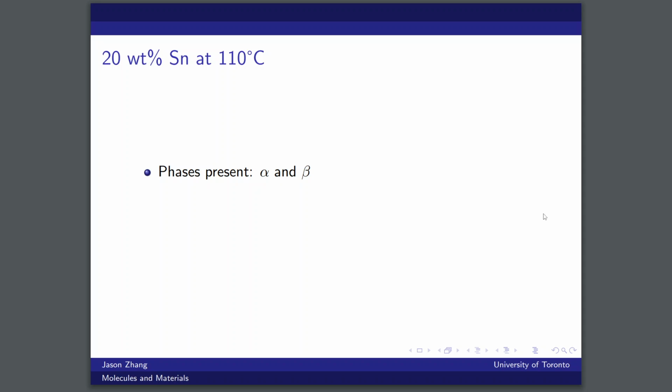As you can see from that diagram, we're in the region where the phases present are alpha and beta. And we should note that alpha would be a solid solution of tin in lead, and beta would be a solid solution of lead in tin. This is based on the fact that beta is going to be present alone when there is a high amount of tin, and alpha is going to be present alone when there is a very low amount of tin and a high amount of lead.